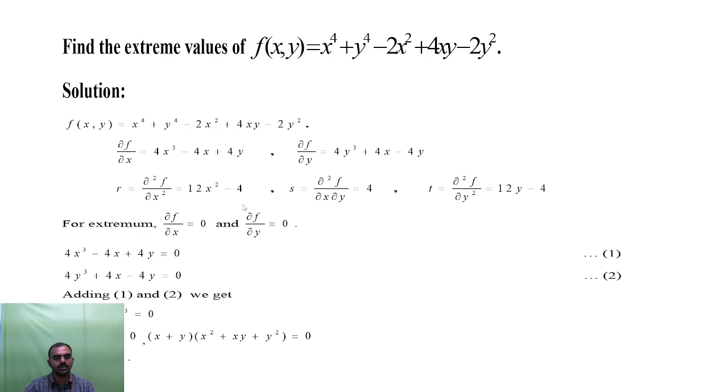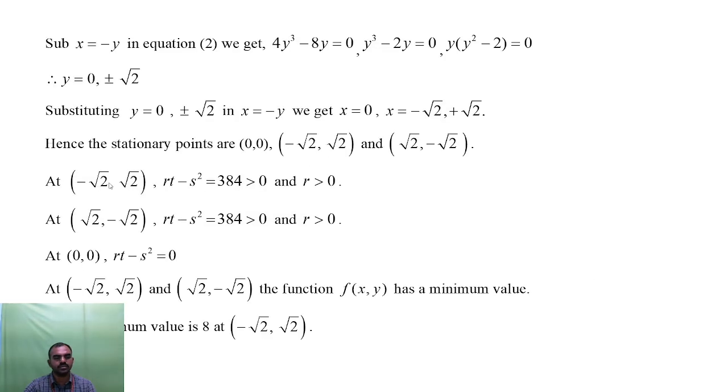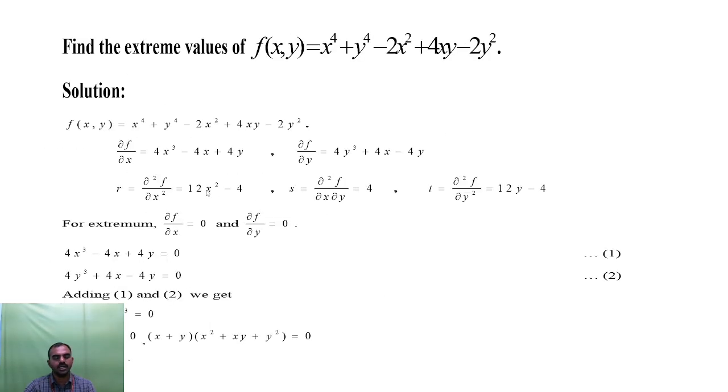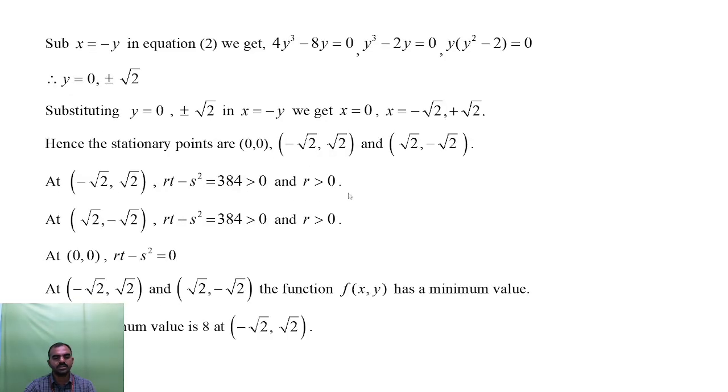So what is the r value here? 12x square minus 4. Okay, so if we substitute the x value minus root of 2 in here, what do we get? The square value is always positive. So 24 minus 4, what do we get? 20, which is also greater than 0. Suppose we take the point (root 2, minus root 2). So we get the same answer, rt minus s square equal to 384, which is greater than 0, and r is greater than 0. So these two points have the minimum value, right?